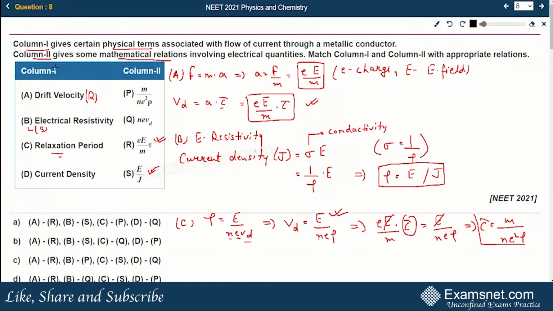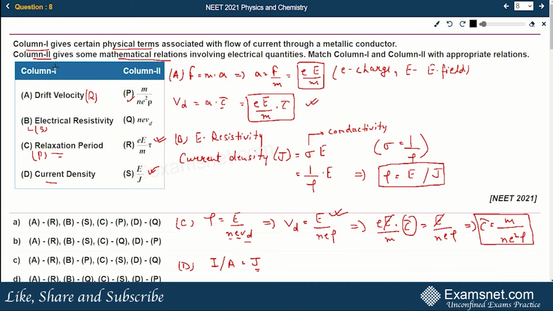Okay. Let's find this expression in the given options. First one, right? So P is the correct match for C. Okay. And we have only the last one now. That means current density. So current density, see current, what is current density? That means current flowing per unit area. Okay. It is represented by the letter J.